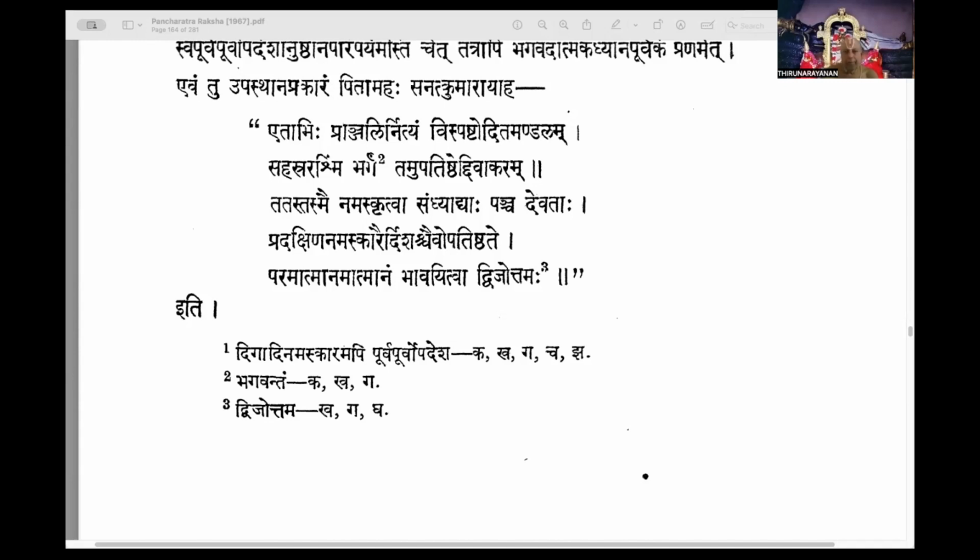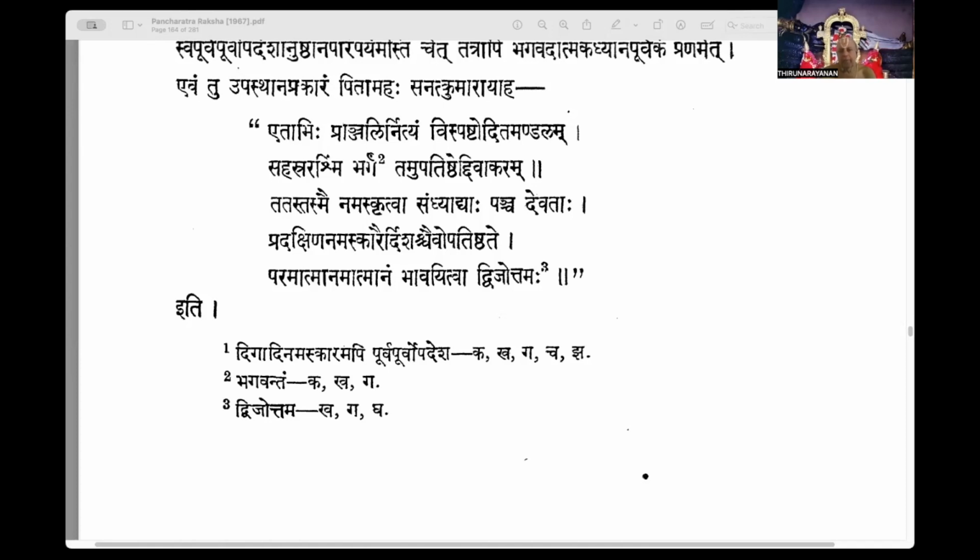to Sanat Kumar. So Etabihi Pranjali Nityam Vispashtodita Mandalam. So by these actions, so every day, Nityam you can say ever, forever in the mind. Have respect, Pranjali, palms together. Vispashta Udita Mandalam. When the world is very clear because of sun god. Sagasra Rashmi. So 1,000 rays. Bhargam. So this is what we say in Gayatri Mantra. Bhargo Devasya Dhimahi. So what do we worship? Bhargam, the Lord, you can say Lord here, because he is also Antaryami inside the sun god. So Tam, him, Upatishtet, should serve, Divakaram, sun god.